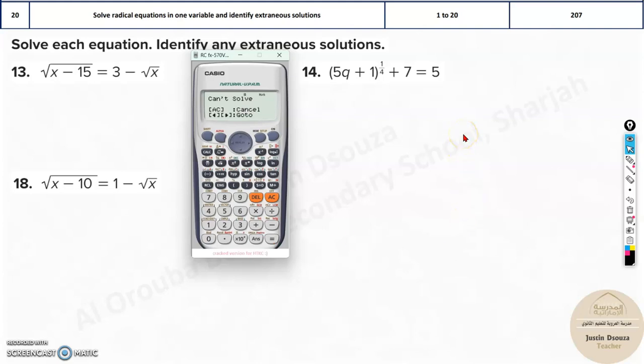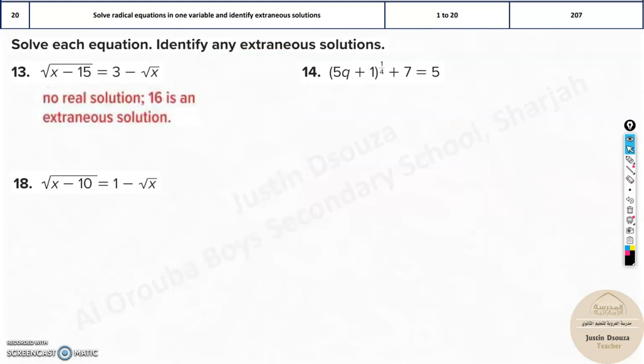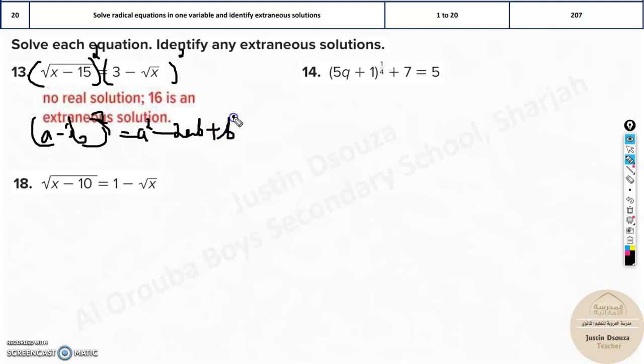So make sure, whenever you get an error in your calculator, that means it's an extraneous solution. What does this extraneous solution mean? Now, see, the solution 16 is the answer. Let's solve this. You need to square both sides to solve, and then apply the identity a minus b the whole square on the right side. That is a square minus 2ab plus b square.